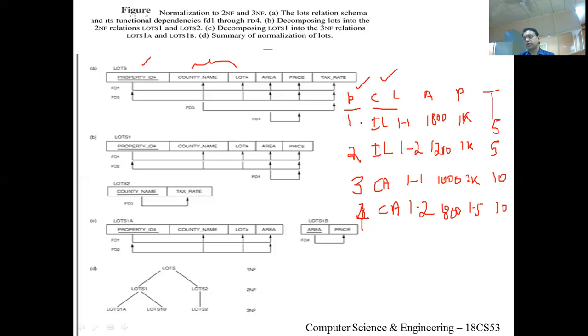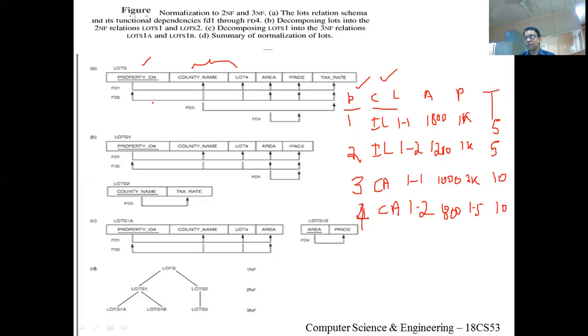Unique across the counties. And we have functional dependencies. Property ID determines the rest of the attributes. That is an obvious functional dependency, FD1 and FD2. Here a composite primary key is there, so the left hand side contains more than one attribute. We have to check for second normal form also.